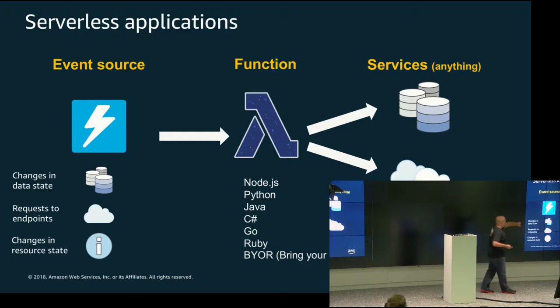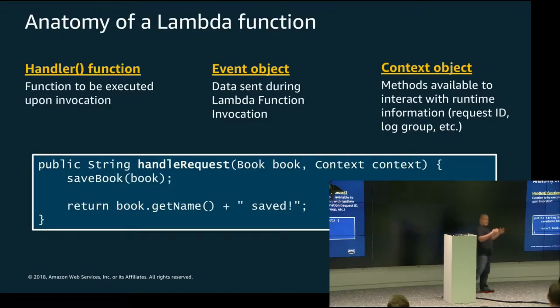And of course, on the right side, Lambda does something, right? It doesn't run just for your pleasure. It usually accesses some resources. It might be a database, it might be some storage, whatever you think about. The anatomy of a Lambda function consists of three basic things. First is the handler function. The handler function is basically your code, the function that is going to be executed upon invocation. Then there is the event object, which is data sent to the Lambda function during the invocation, and then the context, which are the methods that are available.